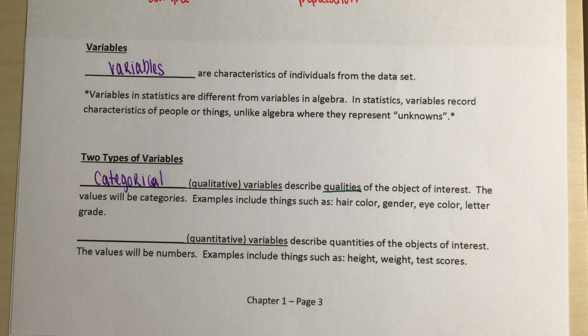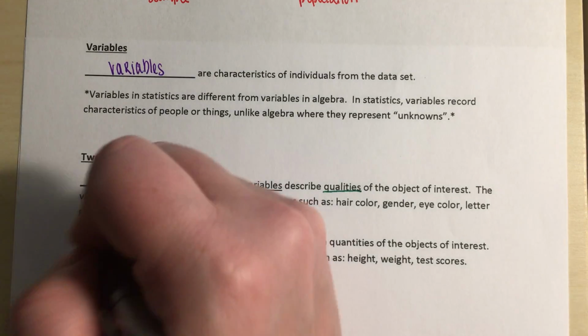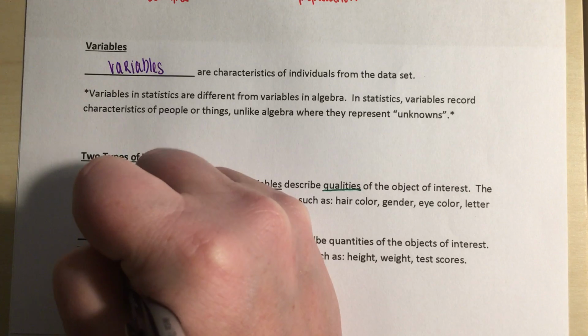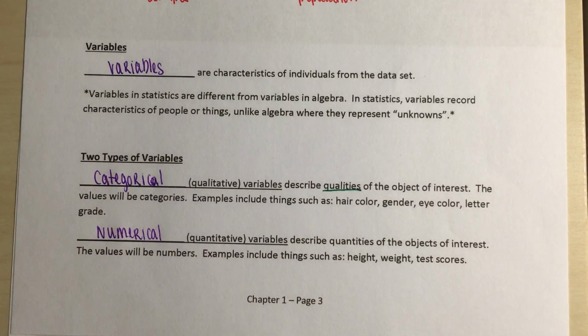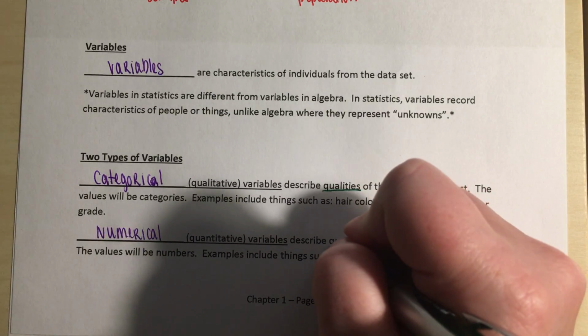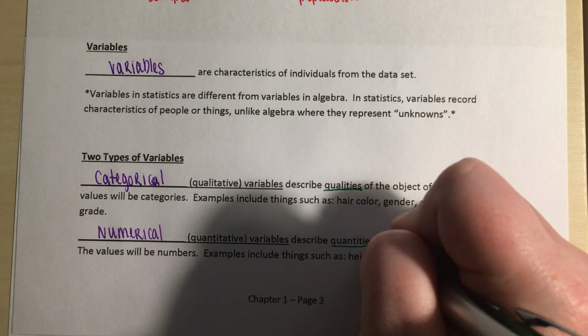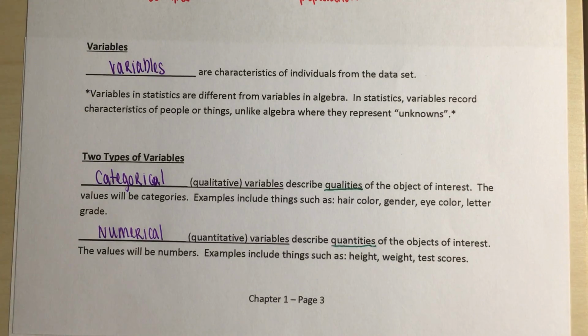So eye color could be brown, could be blue, could be hazel, could be green. Those are words, not numbers. So categorical, we're thinking about categories that we can fit these different characteristics into. Right? Numerical are other types of variables. And numerical are quantitative variables. They describe quantities, right? Quantities meaning numbers of our objects of interest. Things such as height, weight, test scores, something along those lines.